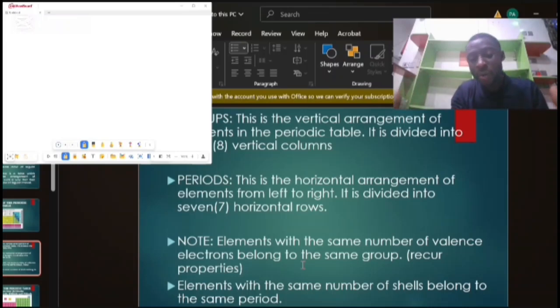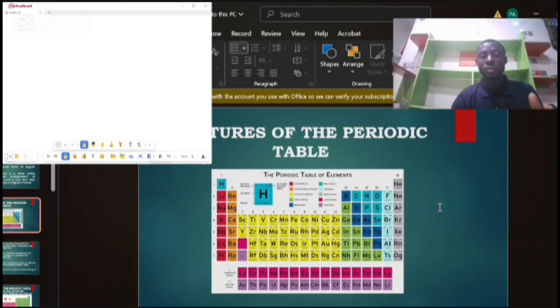So if we write the electron configuration of an element, the last electron in the element is also called the valence electron. Now let's give an instance. Let's look at some elements in group 1. In group 1 we have lithium, sodium, potassium.